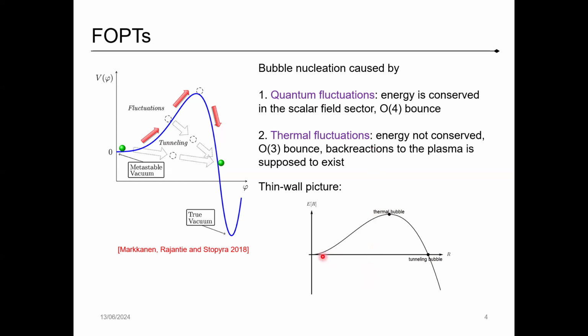Now, this is a simpler picture, the so-called thin-wall picture. And then you just have the energy for the bubble wall. It's usually given by a term proportional to r squared and another negative term proportional to r cubed, right? So this is the critical bubble for first order phase transitions at finite temperature. And this is the critical bubble nucleated at zero temperature.